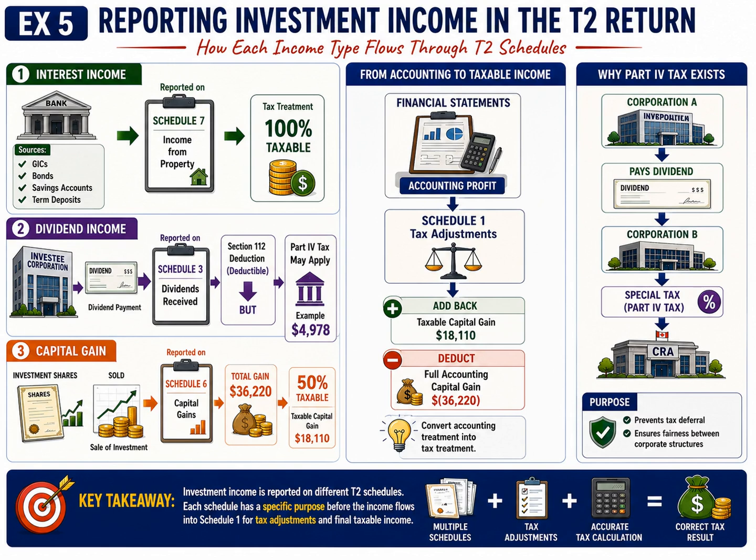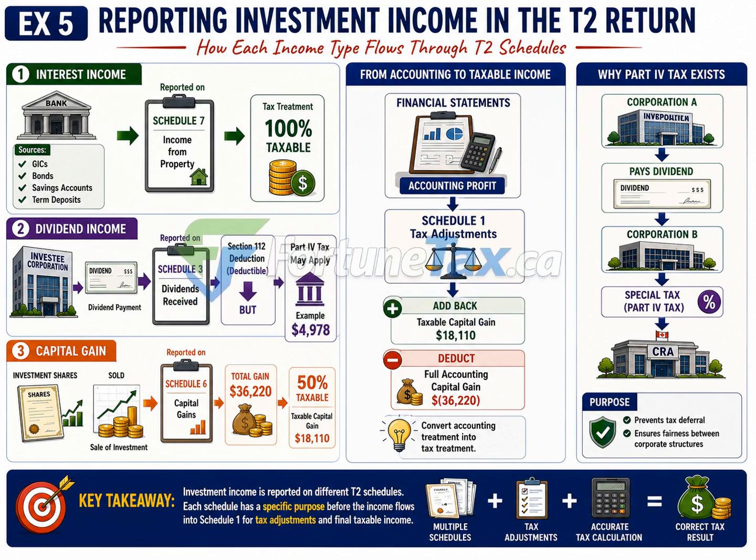Now let's examine the right side of the slide, where we explore the purpose of Part 4 tax. The illustration begins with Corporation A paying a dividend to Corporation B. Under normal circumstances, dividends between Canadian corporations are often deductible under Section 112. Without additional rules, corporations could repeatedly transfer dividend income among themselves while postponing personal taxation indefinitely. To address this issue, the Income Tax Act introduced Part 4 tax. When certain dividends are received, Corporation B may be required to pay this special tax to the Canada Revenue Agency.